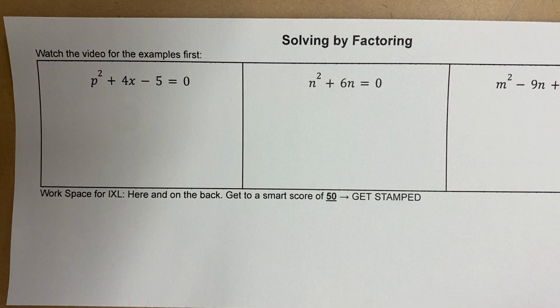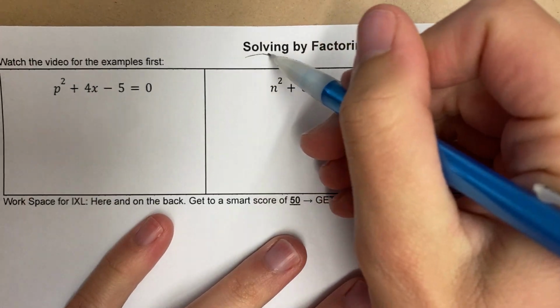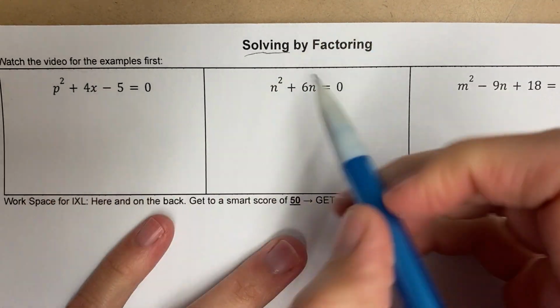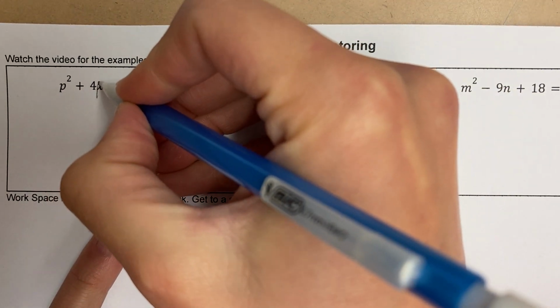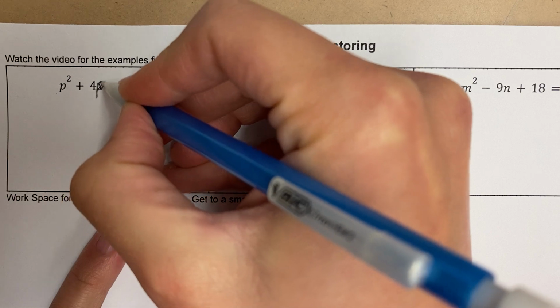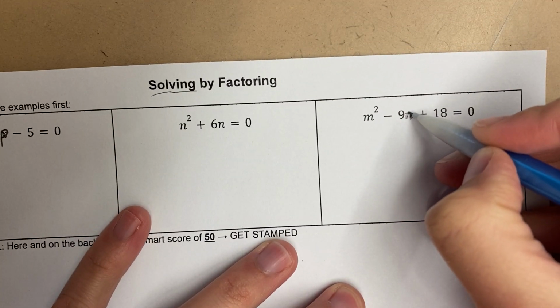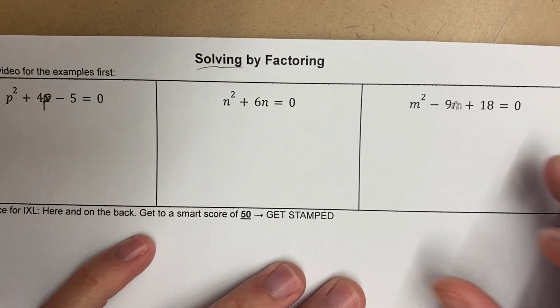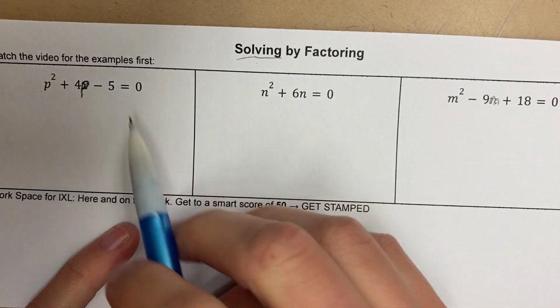This is called solving by factoring. So remember, what solving means is to find the value of the variable. And I notice that I've screwed this up, of course. So let's make this a p as well as this, right? It should be all the same variable. And then, of course, this is an m. So sorry about that. Okay. So remember, solving means to find the value of the variable.